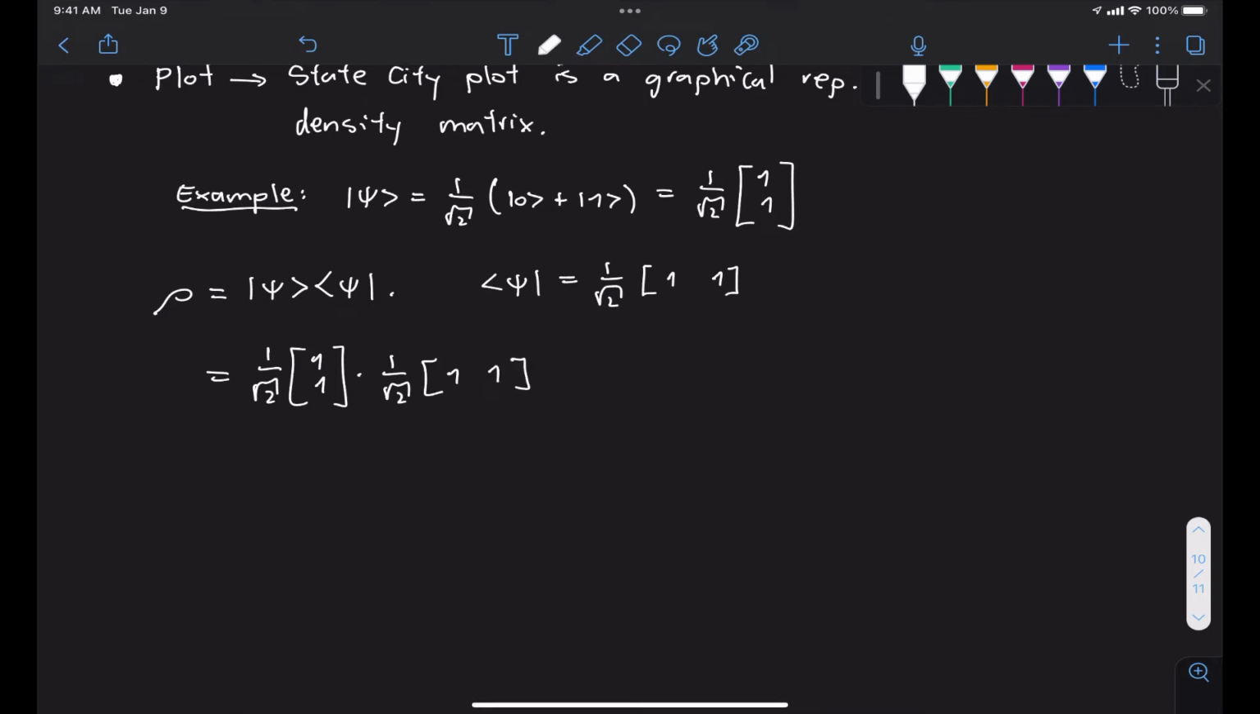If we perform matrix multiplication of this, we get 1 over root 2 times 1 over root 2, which is 1/2. And then we have 1 times 1, and again 1 times 1, and at the bottom 1 times 1, and 1 times 1. So it's a square matrix with all amplitudes equal to 1/2.